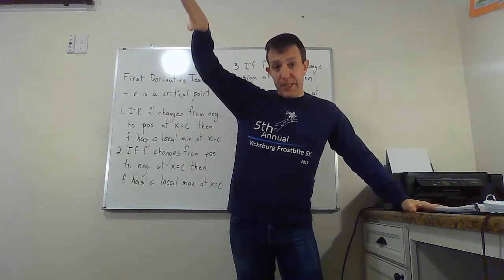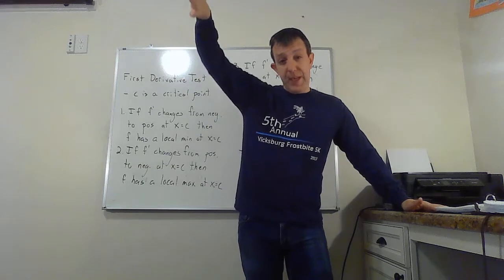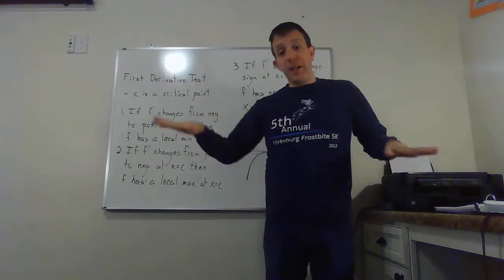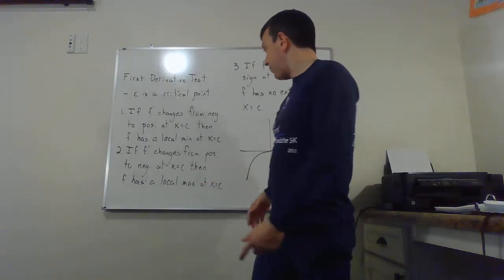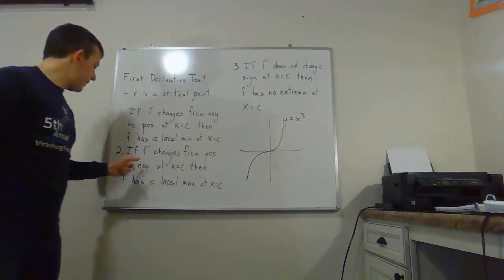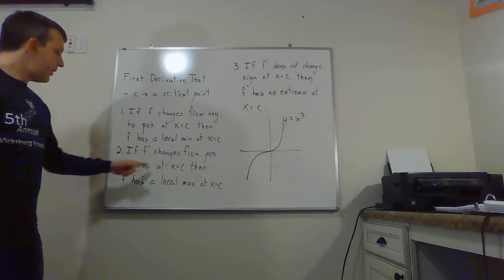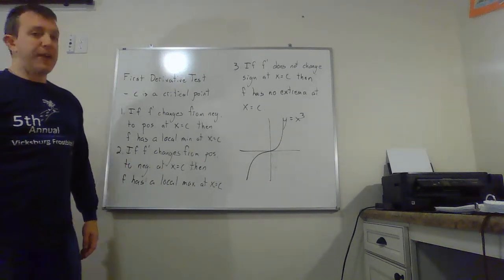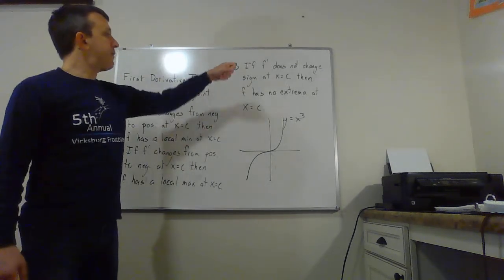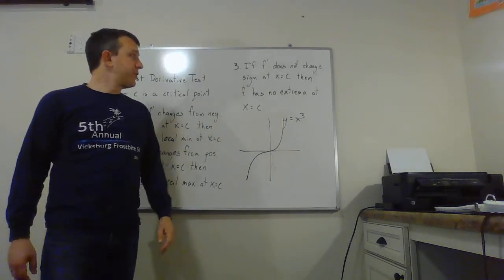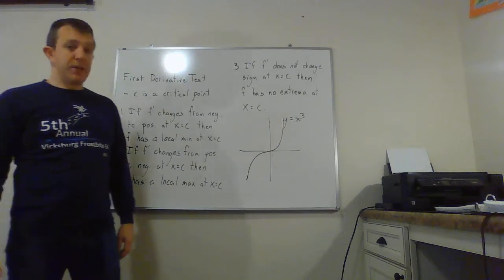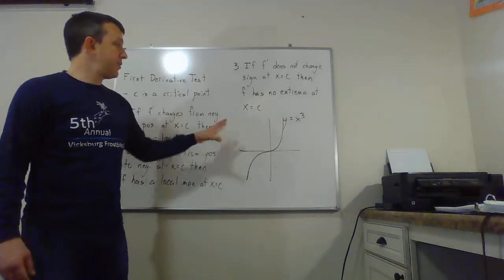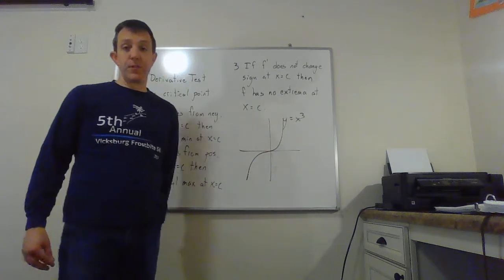If your original function is coming down, right, that's what it means for the derivative to be negative, it has those negative slopes, and then it goes to going up, you get a local min. If it does the other way around, if it changes from positive to negative at x equals c, then f has a local max at x equals c. And then finally, if f prime does not change sign at x equals c, then f has no extrema at x equals c. And I just gave a real quick example here to show us one where there's no extrema.